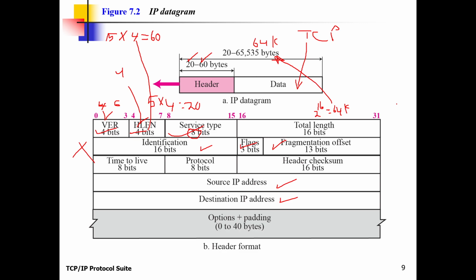All right, and that's exactly what time to live is. This field is mostly used to control the maximum number of hops or routers visited by the datagram. When the source host sends the datagram, it stores a number in this field, and this value is approximately twice the maximum number of routers between the two hosts, the source and the destination.